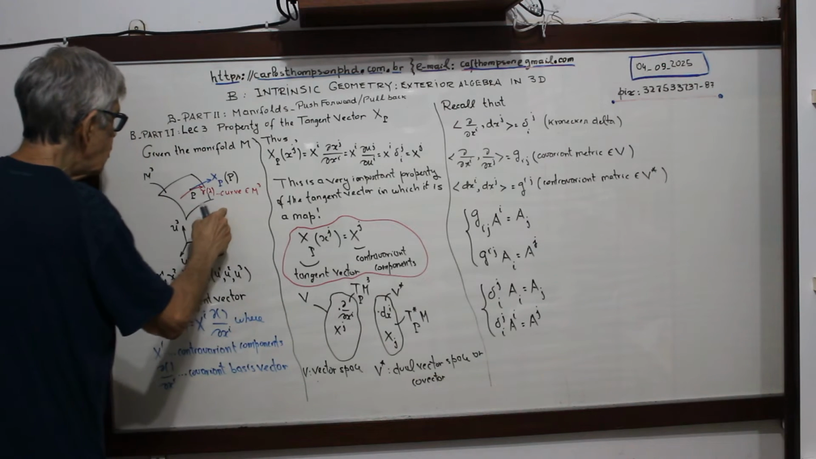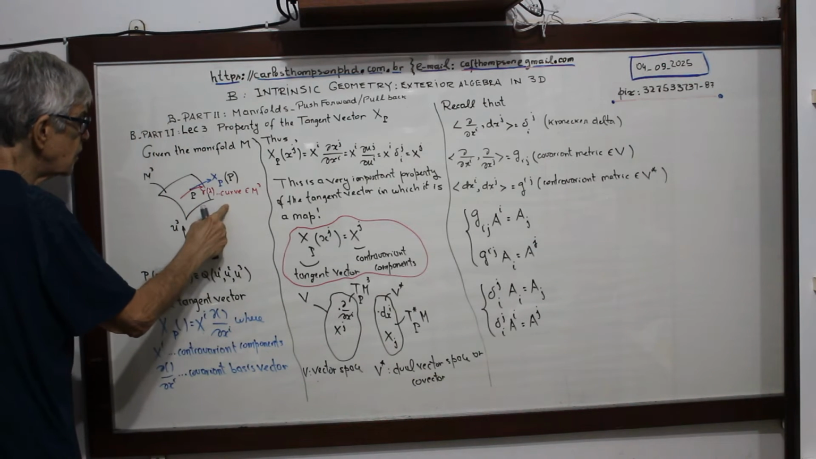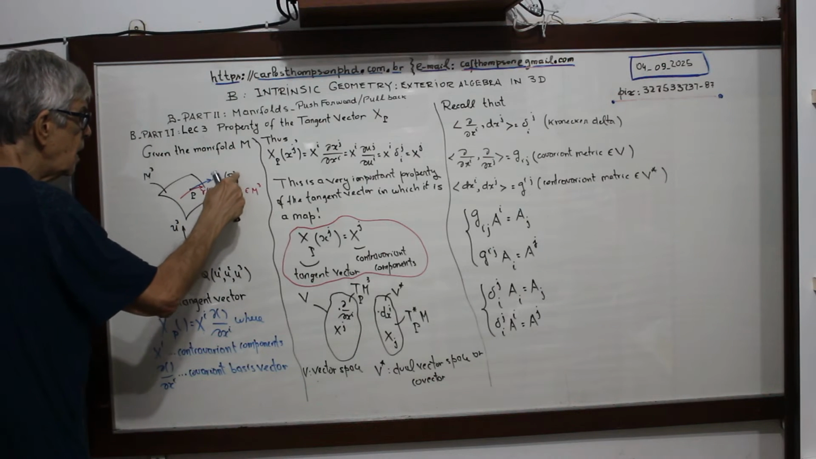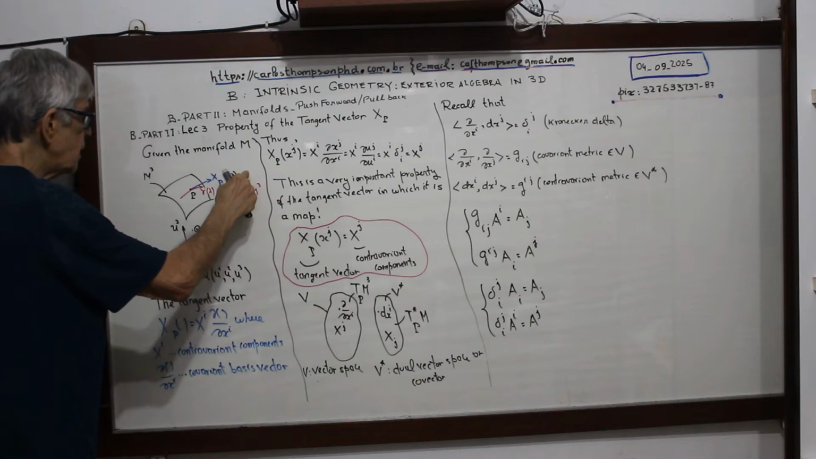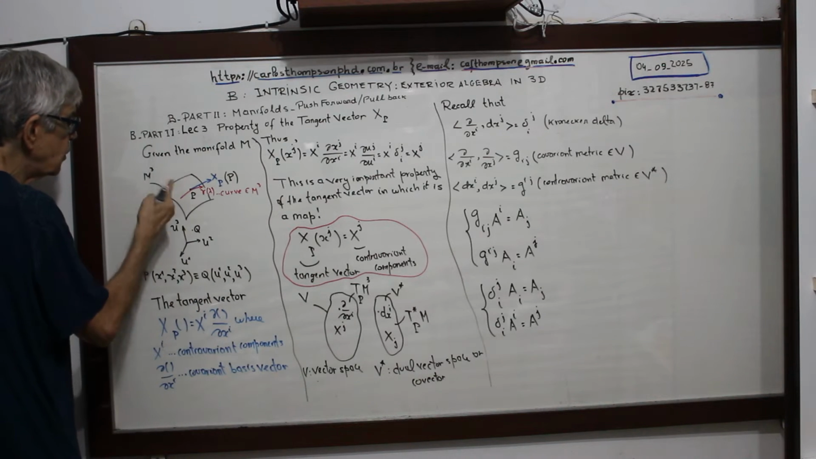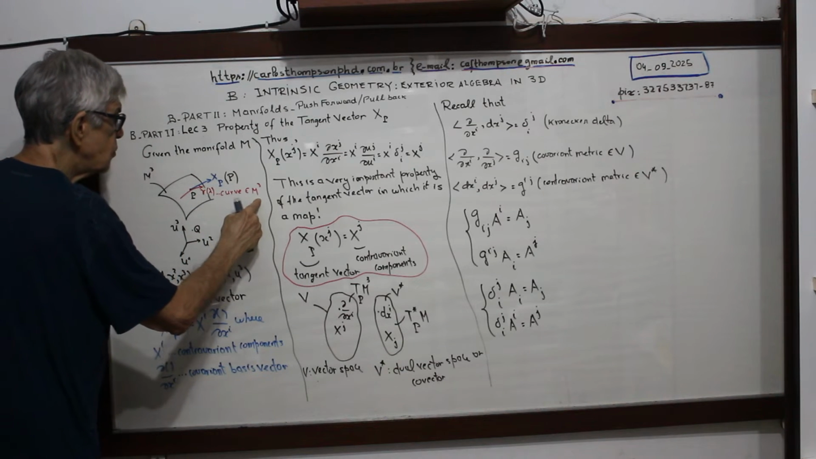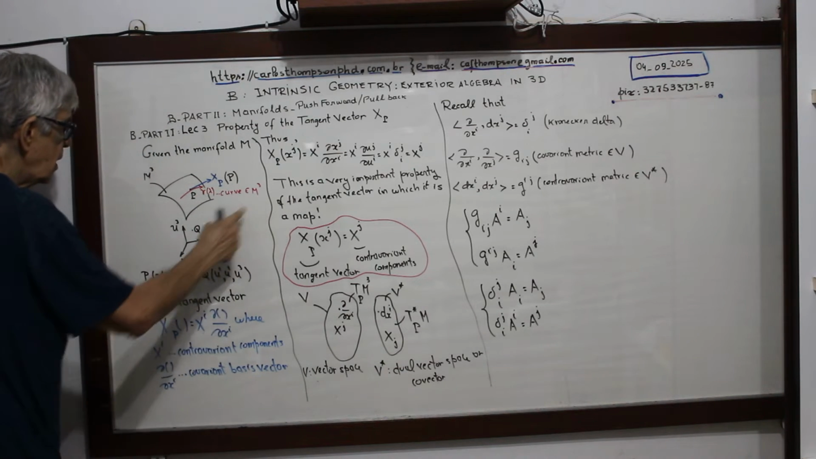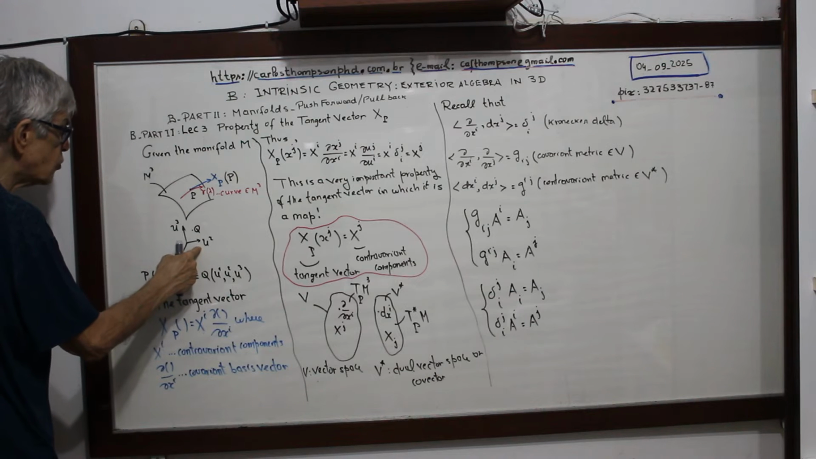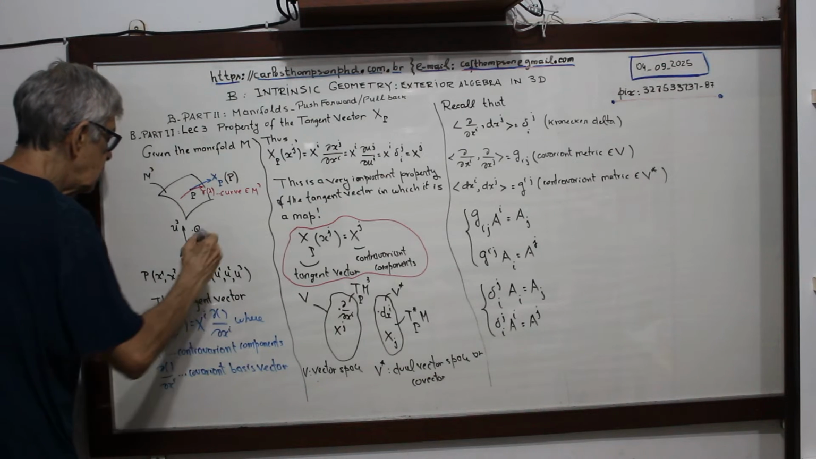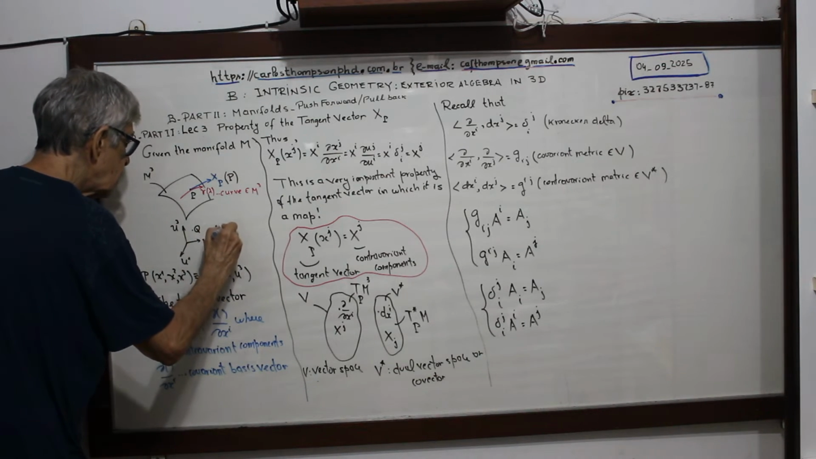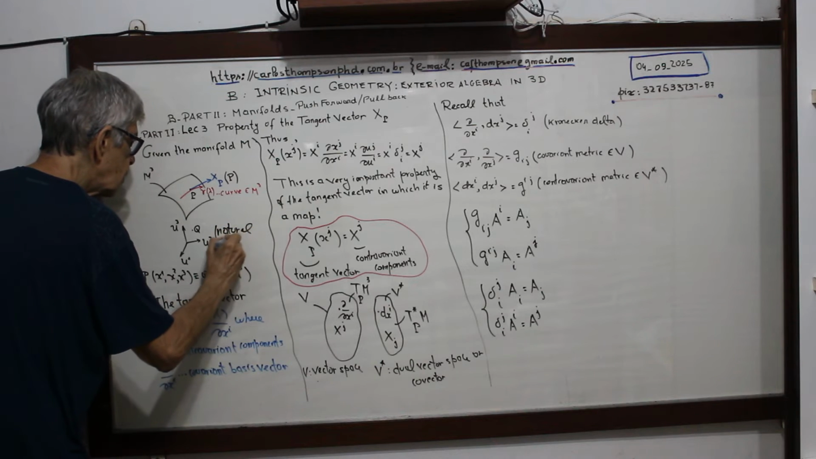Now, given the manifold here, this is a tangent vector at P, acting at P. This is for 3 dimensions, for instance. This is the curve belonging to M3. These are the natural coordinates. You see, this is natural coordinates.